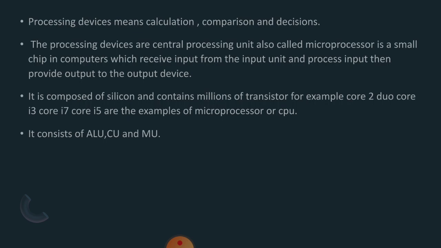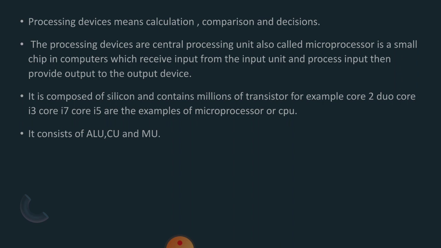So the processing part is done by your processors. Any calculation, any comparison, any decision making is done by the processor. The processing device is the central processing unit, also called the microprocessor. So CPU can be called a microprocessor, or a small silicon chip. What it does is take input, process it, and give output to the output device.